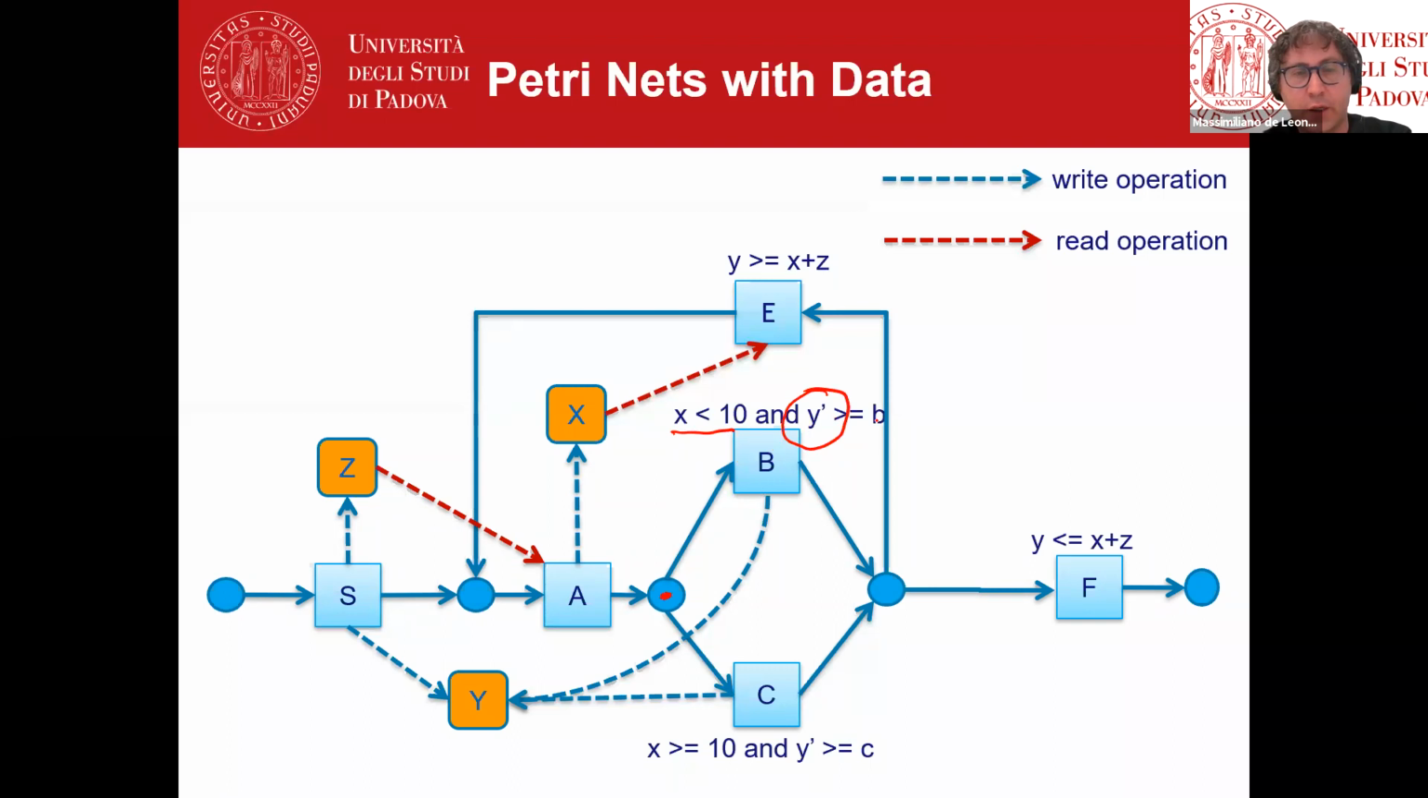Okay, here is a typo. I think I mean X. Of course, in order to talk about Y prime, so the postcondition over Y, Y has to be among the variables that I'm writing through transition B.